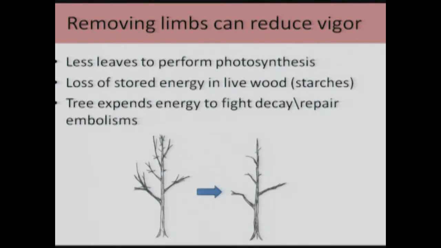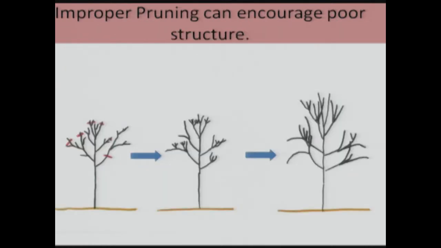And then finally, when you prune, the tree expends energy to fight decay, to create wound wood to close the wound, and to repair embolisms. Those are bubbles in the vascular tissue of the tree, right? When we prune it, we are letting air into the vascular system, and the tree can't function with air in the vascular system. It can't move water and nutrients up and down properly, so it uses energy to fix those embolisms.